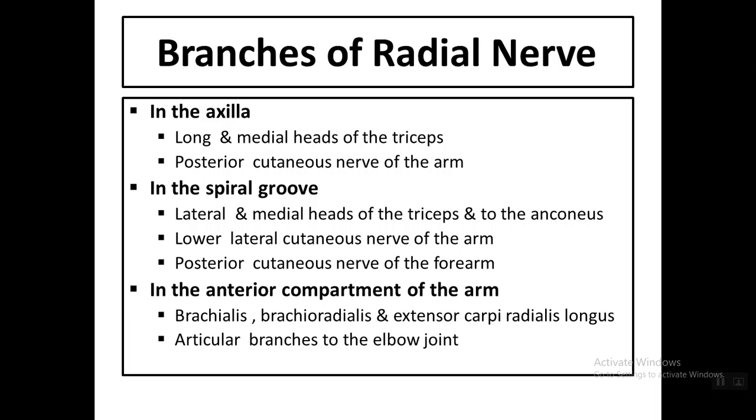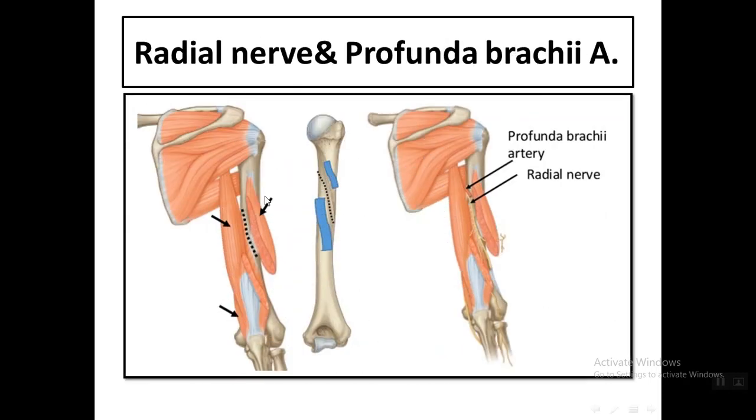At the distal part of the arm, it will pass through the lateral intermuscular septum to become in the anterior compartment, to give branches to the brachialis, brachioradialis, and extensor carpi radialis longus, and also articular branches to the elbow joint. This is the humerus, this is the spiral groove, and the nerve passes in between the medial and the lateral heads of the triceps. In this spiral groove, the profunda brachii and the radial nerve pass in direct contact with the bone.